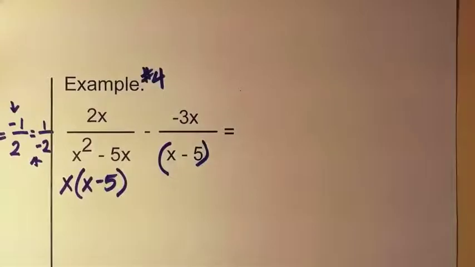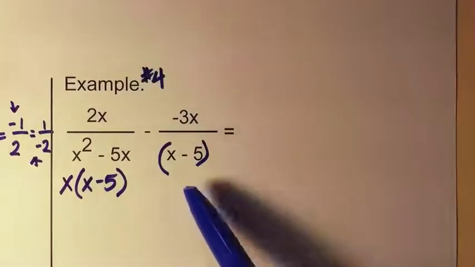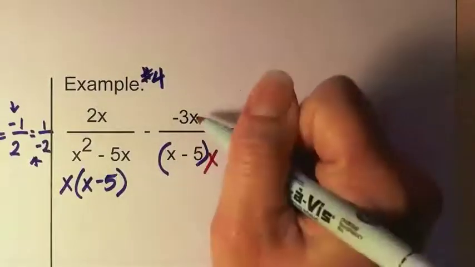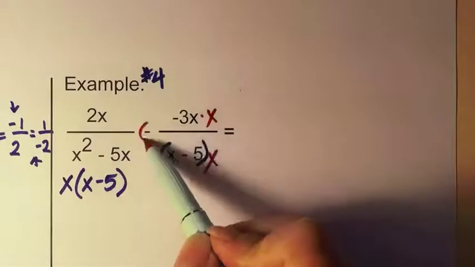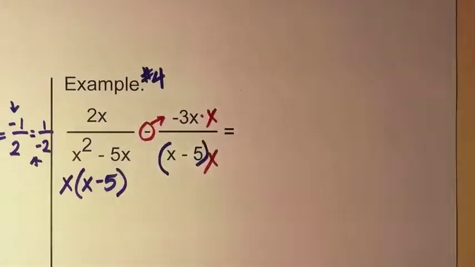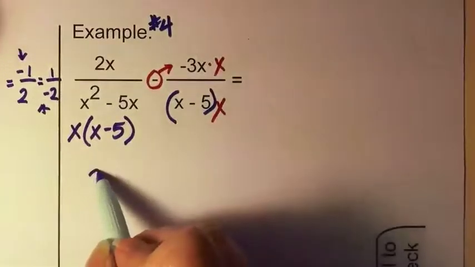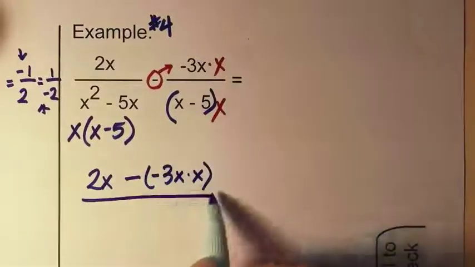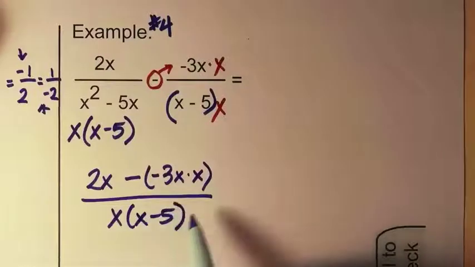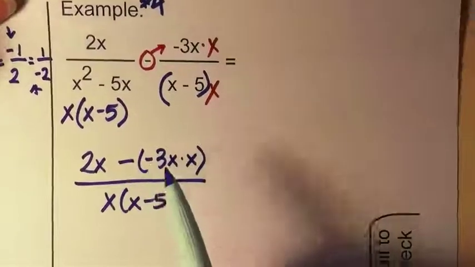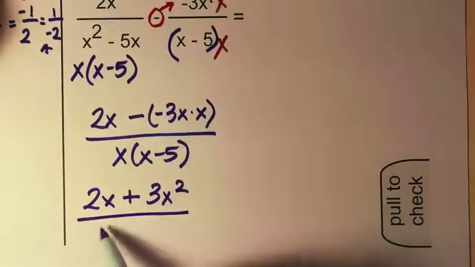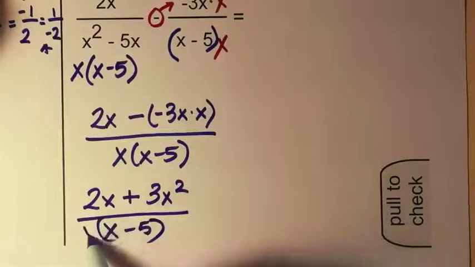So now if I take a look, what I need to do is this one needs an additional x, right? So I'm going to give it an extra factor of x. Whatever I do to the bottom, I'm going to do to the top. Keep in mind there's that negative that I need to apply to the top. So when I do this, I'm going to rewrite now. It becomes 2x minus a negative 3x times x all over x times x minus 5. Now I've got to simplify this portion. So now I've got 2x plus 3x squared over x minus 5 times an x, of course.